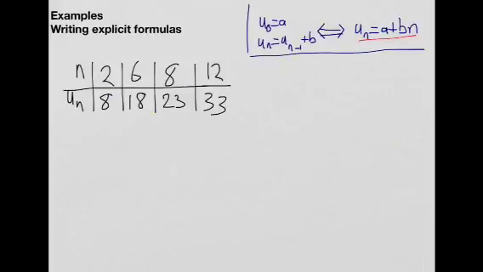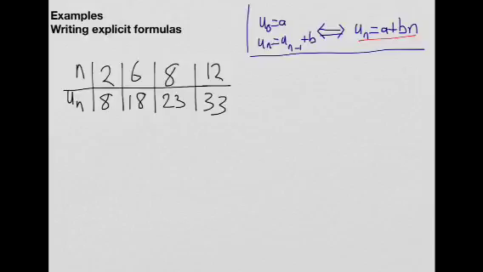So for my next example, I'm going to get evil. In this case, I've given you some data. I've given you some n's and some u sub n's. And if you notice right off the bat, I don't even have consecutive numbers. I don't have 2, 3, 4, 5, 6. I'm jumping around. So, is this even an arithmetic sequence?